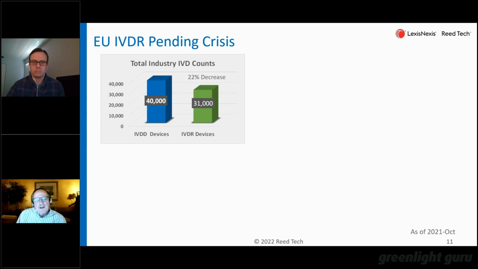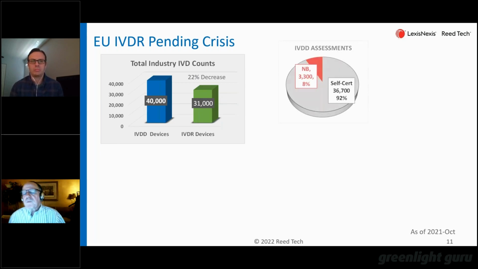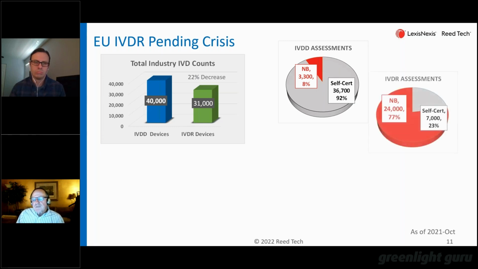If you compare the expected number of in vitro diagnostics under the directive to under the regulation, they expect a decrease of 22%. Well, you think, well, what's the problem? But when you start to understand what the IVD regulation rolled out, you see that the number of assessments that needed to be done by a notified body was only like 8% of the market. And all the rest of those products, 92% of the product market, was self-certified.